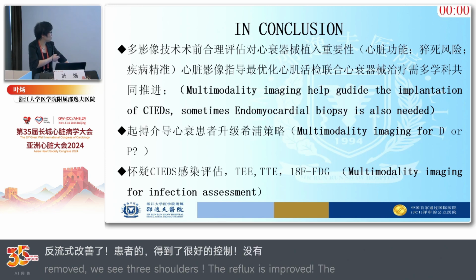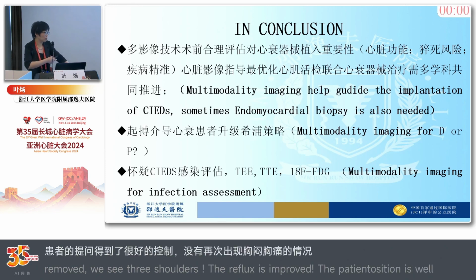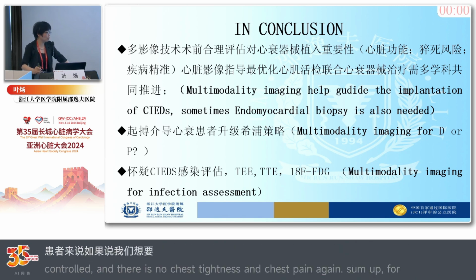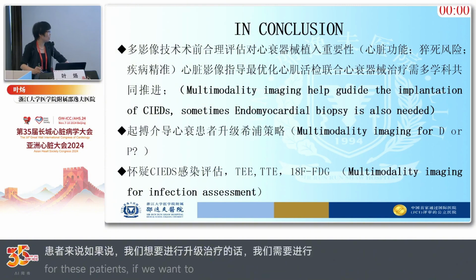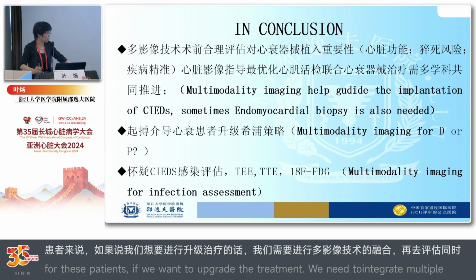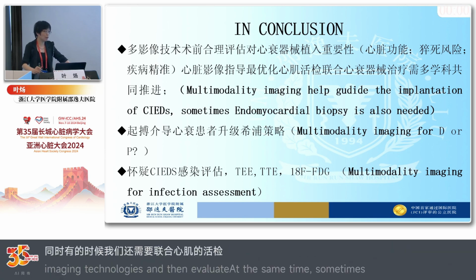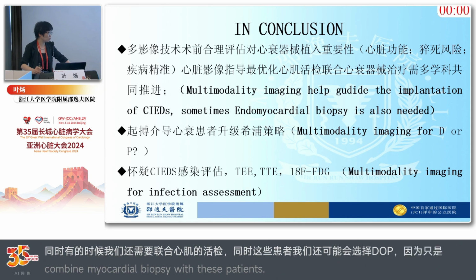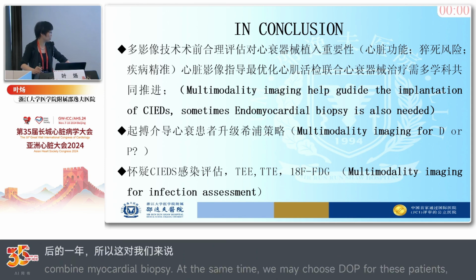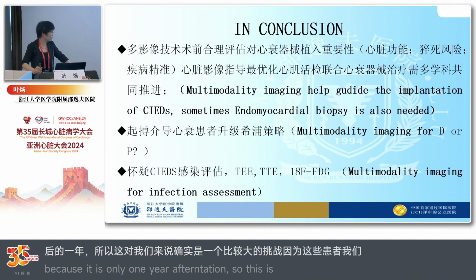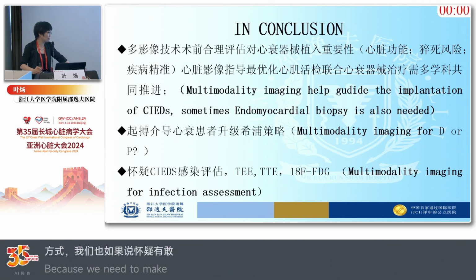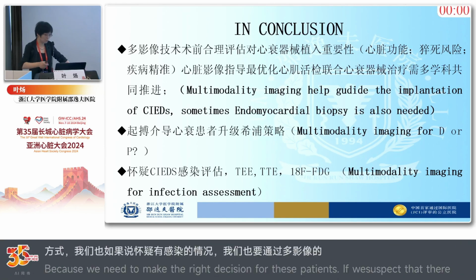So, in conclusion, for such patients, if we want to upgrade, we have to do multimodality imaging. And sometimes we also need endomyocardial biopsy. It's also needed. And we have to choose DOP for such patients, because it is only 1 year after implantation. So it's a very difficult challenge. We have to make a decision for such patients. And also, if we wonder whether the patient has infection, we have to do multimodality imaging, because every imaging has its advantages and disadvantages. So that's for this topic.